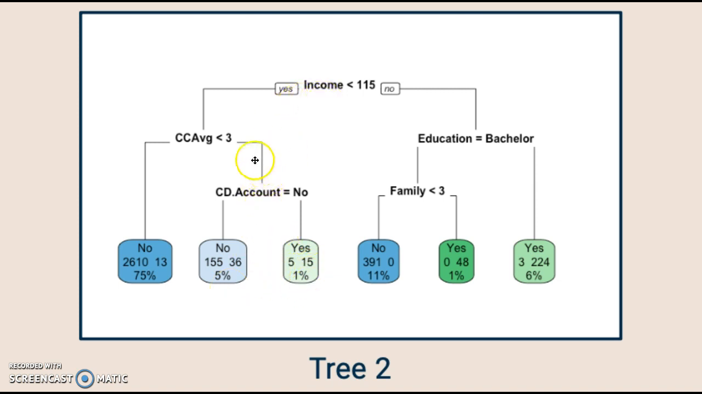Now, if you go back up the tree a little bit and you go over to credit card average as well, you can go down here and see that if their credit card average is less than 3, but their income is also less than $115,000, there's a 75% chance that they'll accept the loan. This tree, in my opinion, is already better than the first tree that I just showed because it is more aesthetically appealing and easier to follow. However, there are problems with it.